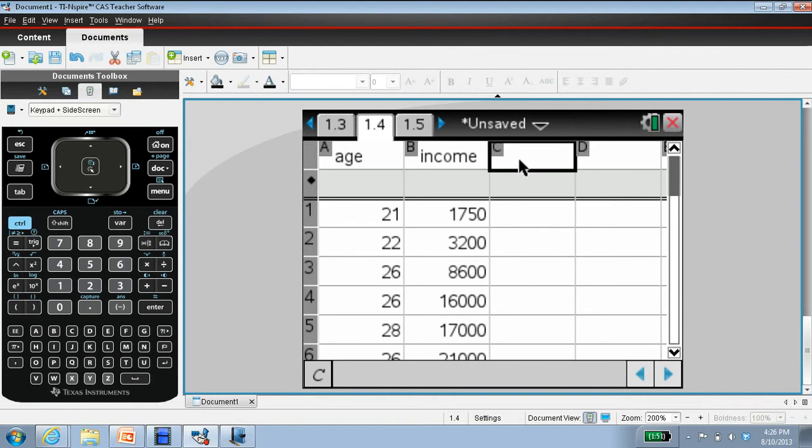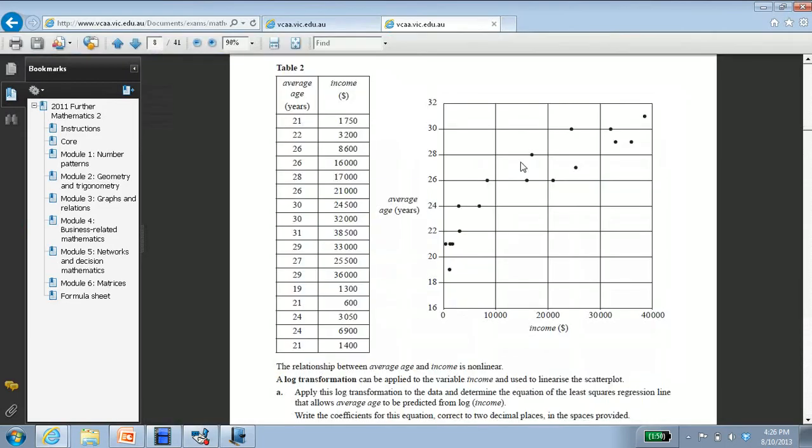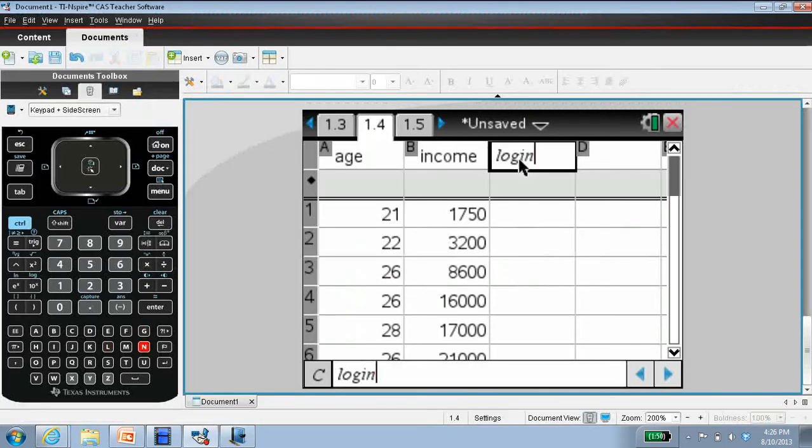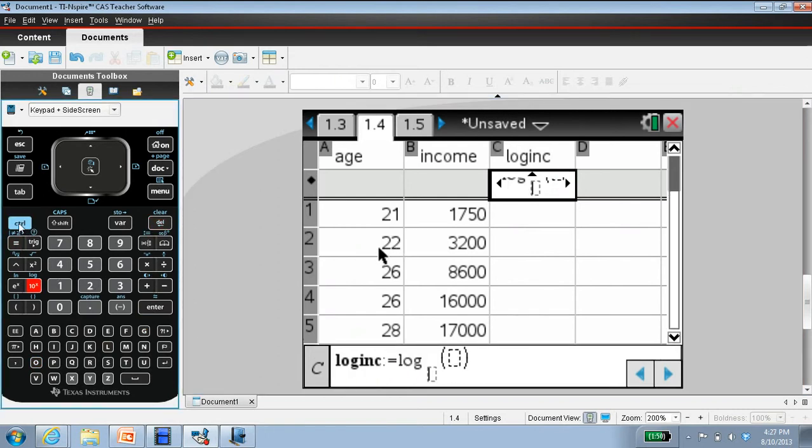Let's go to our calculator. So we're going to do a log x transformation, and x is income. So I'm going to call this log income, in the formula bar, equals. Okay, now I'm going to type the word log for log. No, hang on. Okay, I'm going to press, so I'll just show that again.